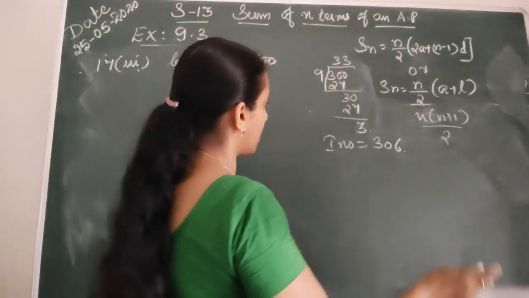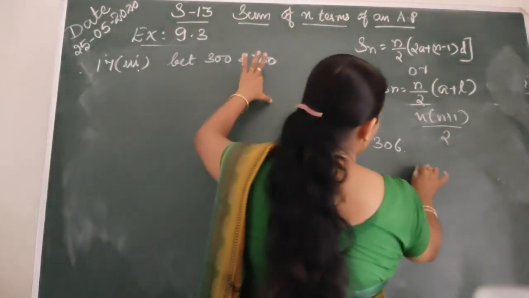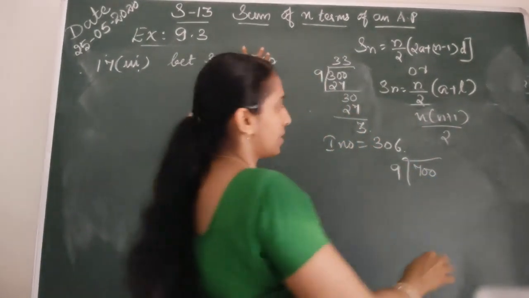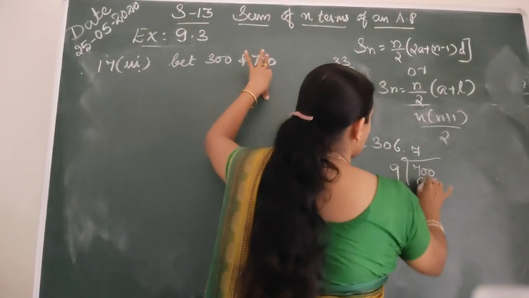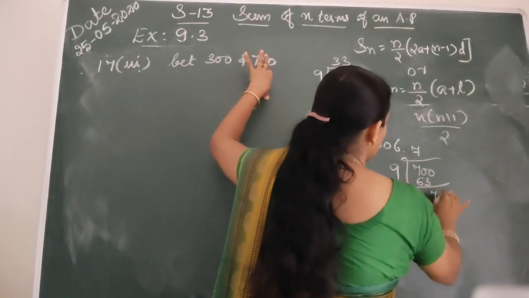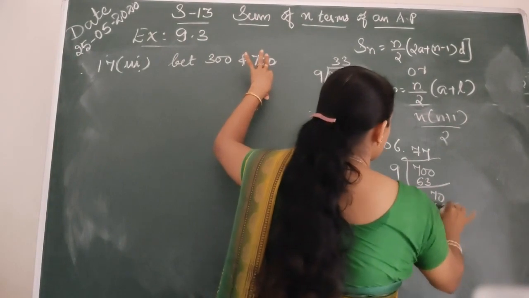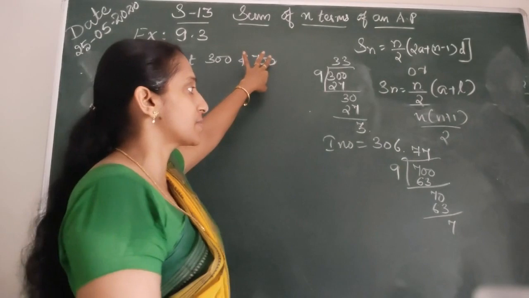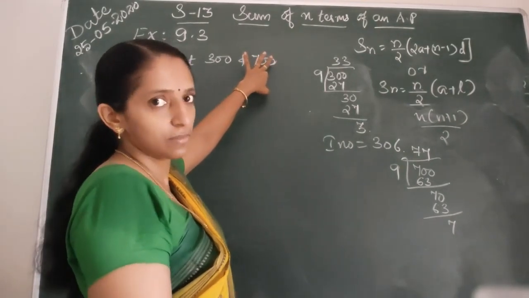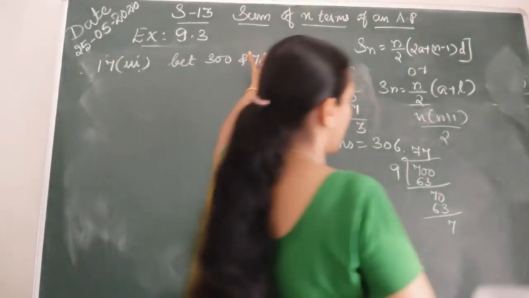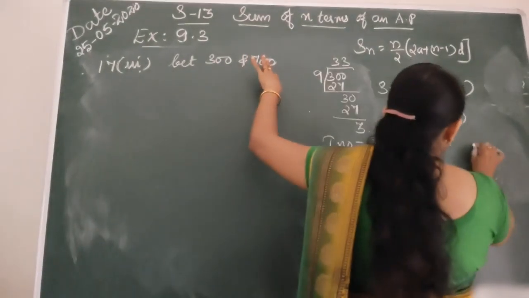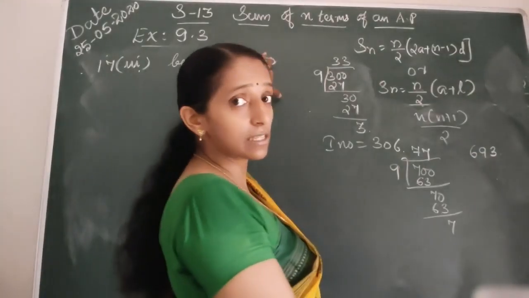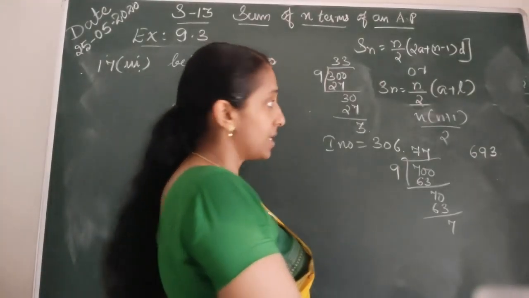Similarly, you can calculate the last number, that is you will divide 700 by 9. 7 times 63, 70, 7 times 63 and 7 remaining. Remainder 7 means you have to do 700 minus 7, which will be 693. 693 is also divisible by 9.